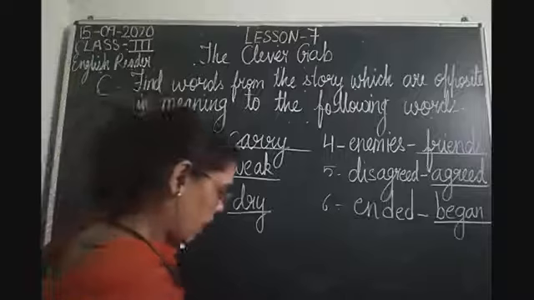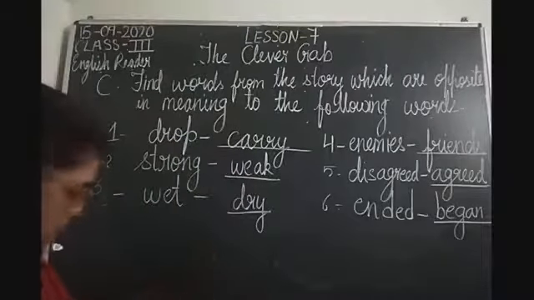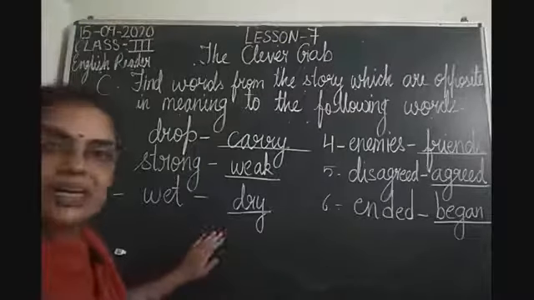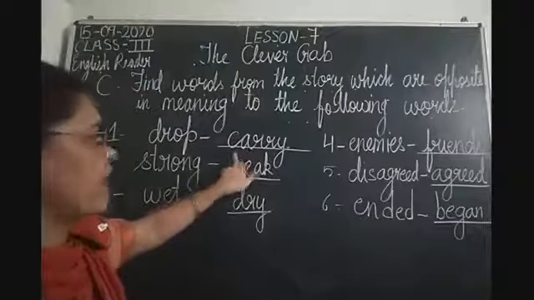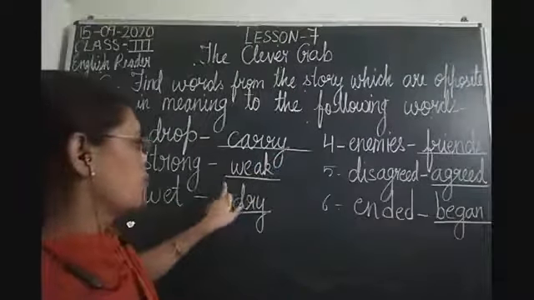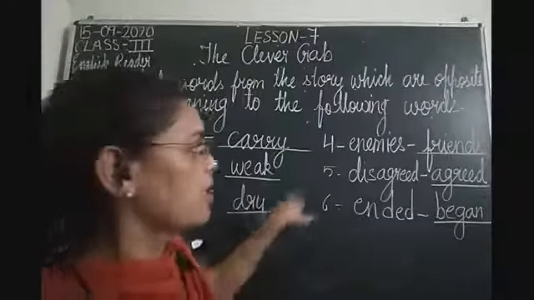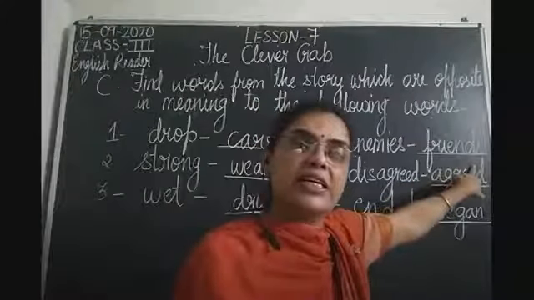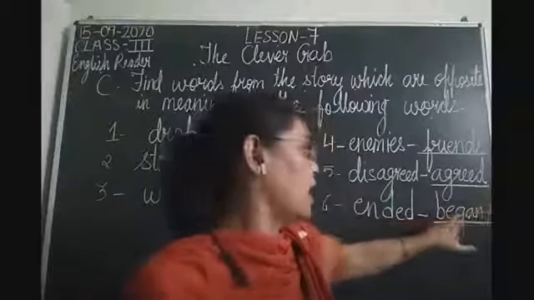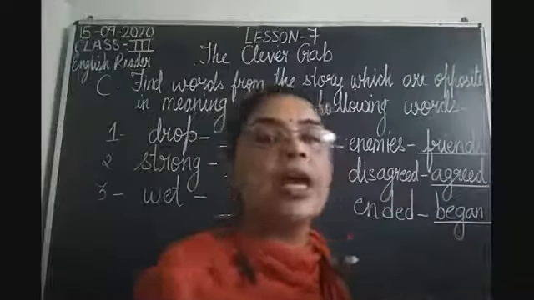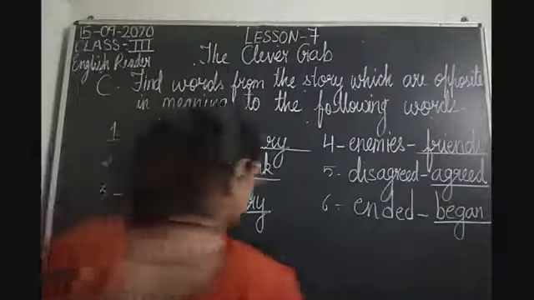Now, I hope children, exercise C is clear to you. Now students, I'm going to erase exercise C. All of you, please take the spellings. The spelling of carry is C-A-R-R-Y, weak, W-E-A-K, dry, D-R-Y, friends, F-R-I-E-N-D-S, agreed, A-G-R-E-E-D, and begin, B-E-G-A-N. Now I'm going to erase this children, and now I'm going to start with exercise D.